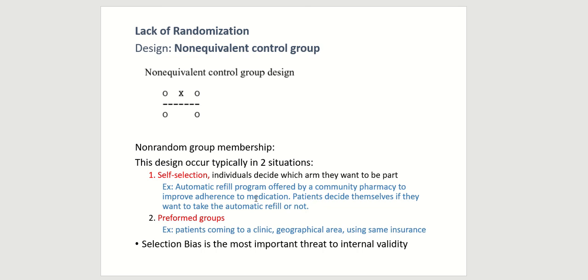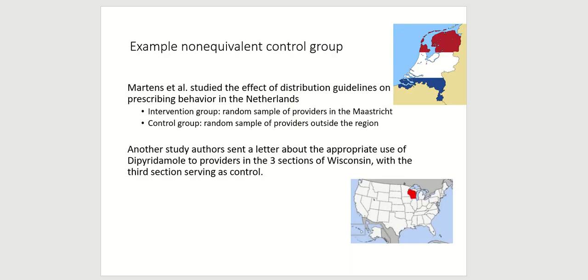Or the groups are preformed: patients coming to a clinic, geographical area, using same insurance, and they're already preformed, and therefore you're not going to randomize them. Selection bias is the most important threat to this internal validity. You may ask yourself, if I'm letting them pick if they wanted the automatic refill or not, are the ones that are actually a better group picking themselves to go into the intervention arm, and therefore the difference you're going to observe is not due to the intervention, rather than the fact that they themselves went into a specific group.